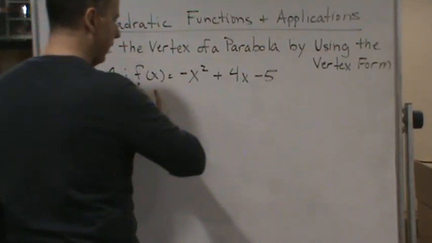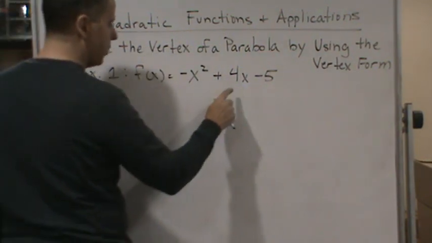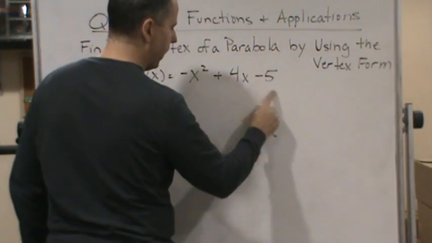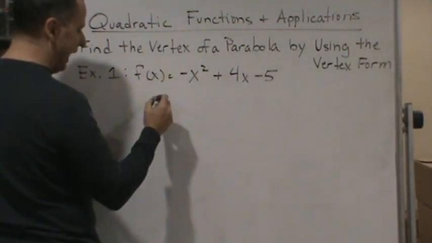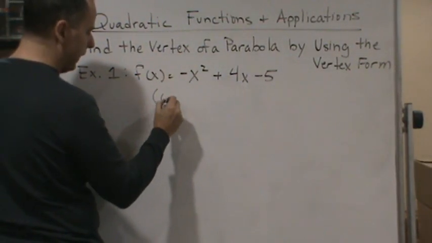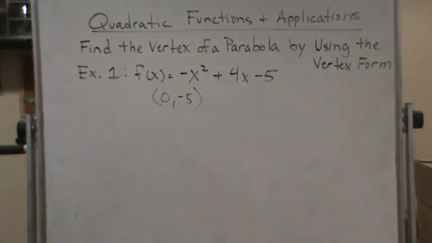So here, if you realize that I'm just putting in 0, the y-intercept always reduces to whatever the constant term is here. So immediately I know that the y-intercept is going to be at (0, -5). And we're done. See? Didn't have to do any real calculations there.